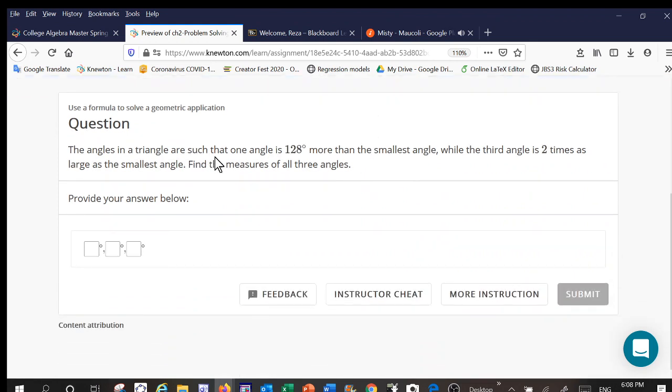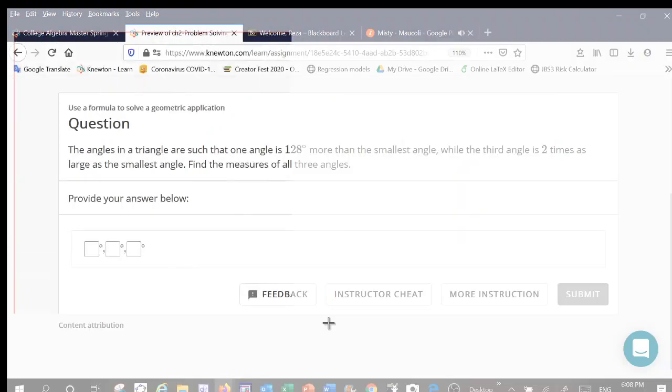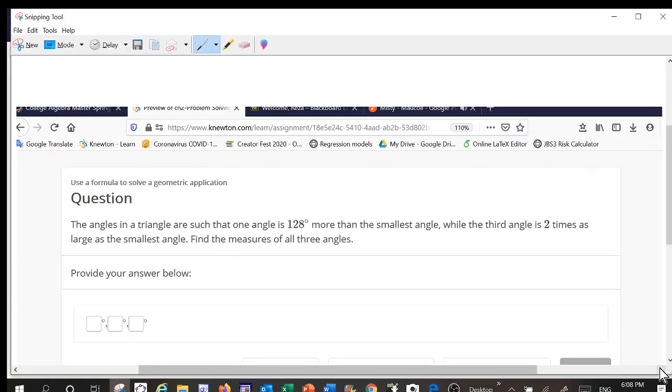All right. The angles in a triangle are such that one angle is 128 more than the smallest angle, while the third angle is 2 times as large as the smallest angle. Find the measures of all 3 angles. Okay. Now, in a triangle, if we have 3 angles, let's call them alpha, beta, and gamma, their sum is going to be 180 degrees. We know that. So alpha plus beta plus gamma equals 180.